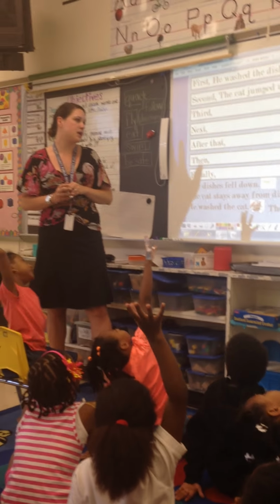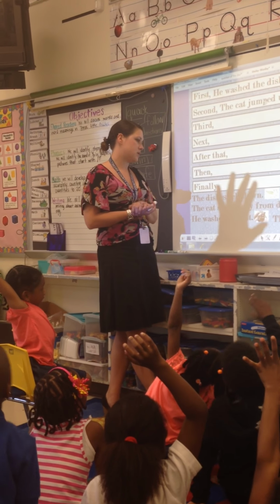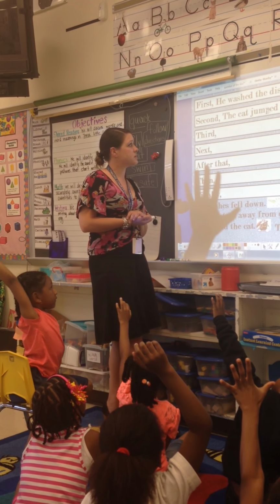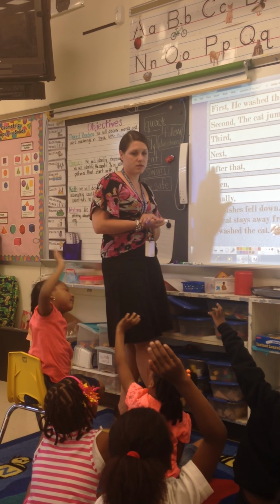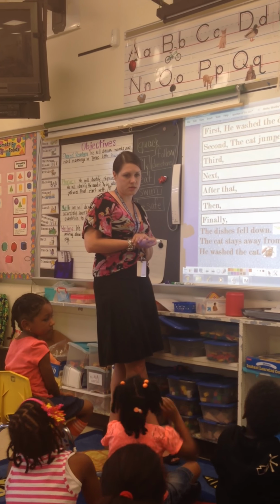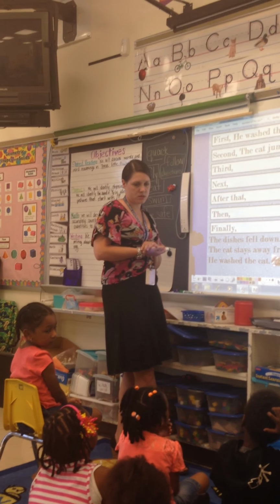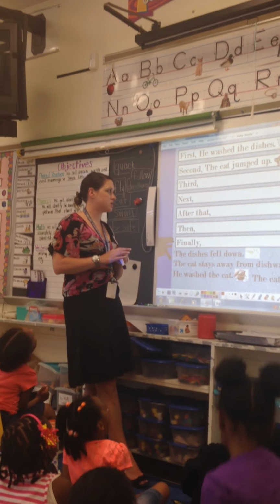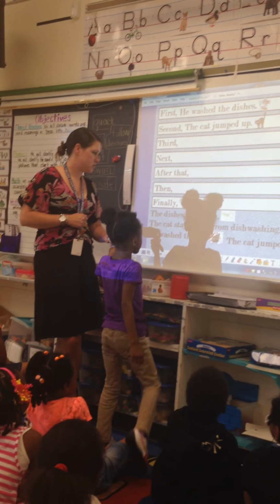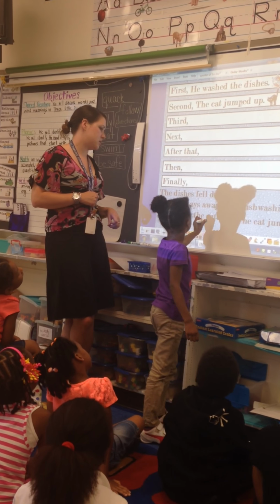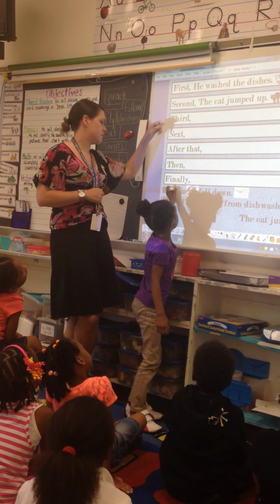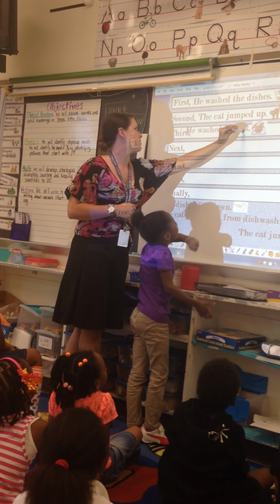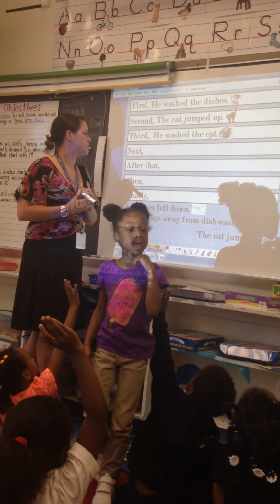All right, and then what happened next? Cat jumped up. Kanaya? And then what happened next, after he jumped up, he got in the dishes. So he got washed, right? Come on over. He washed the cat. What about getting him washed? All right, I'll help you the rest of the way. Good. They washed the cat.